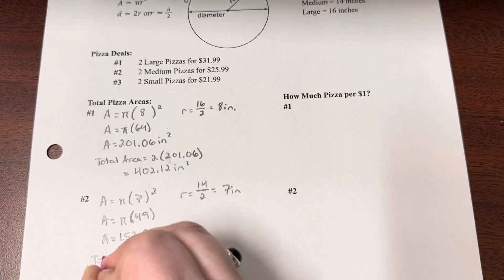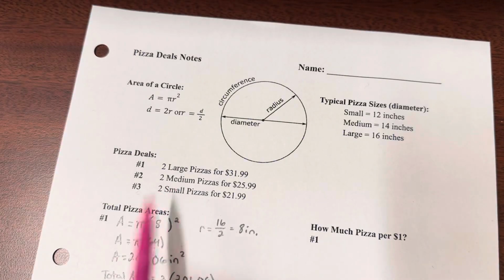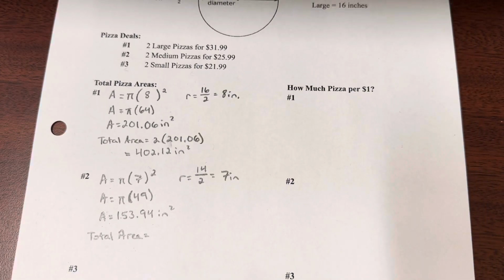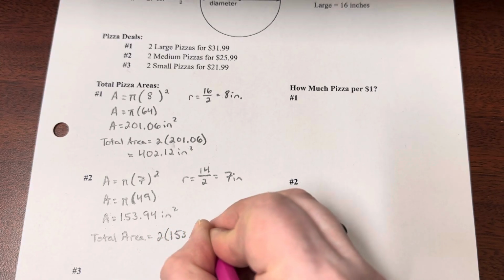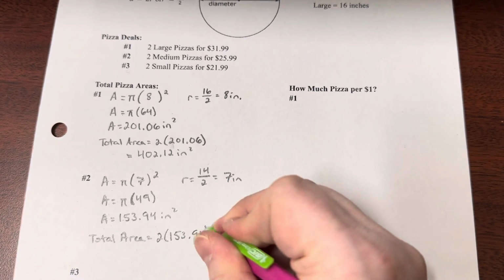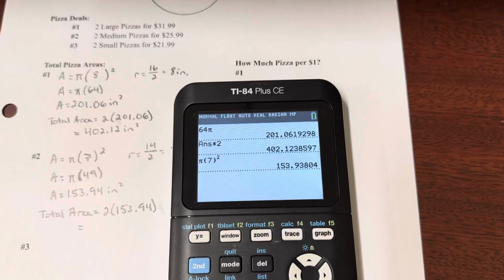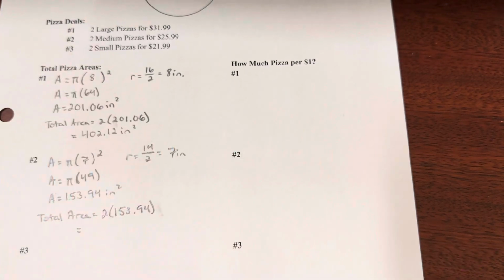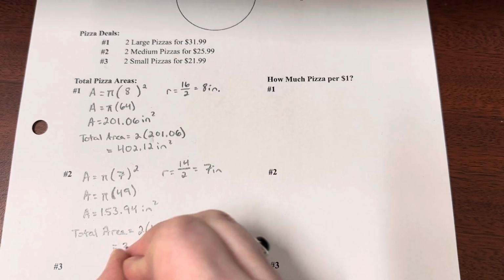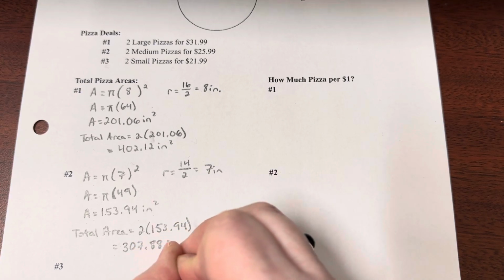And then my total area is doubled because, again, I have 2 medium pizzas in this deal. If I only had one, I would leave it as is. All right, so I'm going to go ahead and take that answer times 2. And this gives me about 307.88 inches squared.